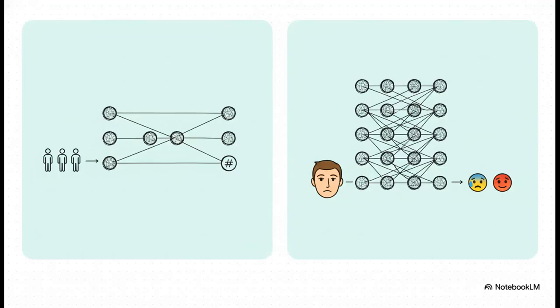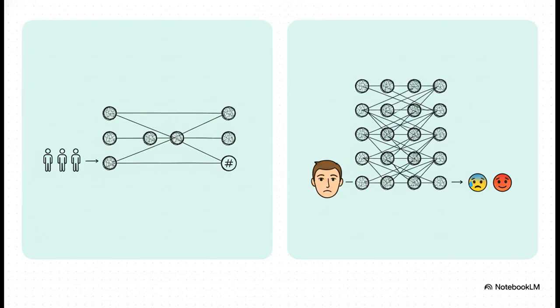So a shallow network with just a few layers can handle simple stuff, like maybe counting how many people are in a room. But for the really complex challenges, like identifying specific faces and even figuring out their emotions, you need a deep network with lots and lots of layers. See, more layers let the AI build on what it already knows.